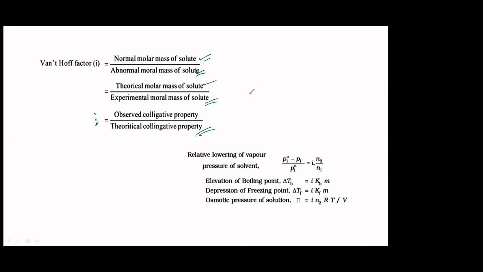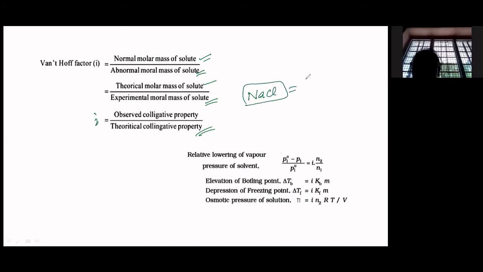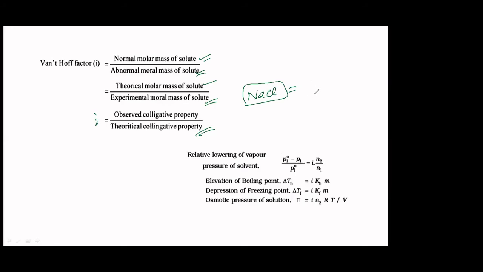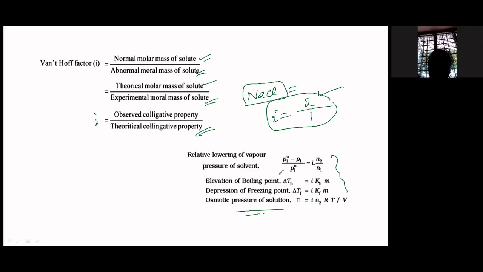Okay? So what is the value of i for NaCl if it is 100% dissociated? 2. In this case, number of moles after dissociation divided by number of moles before dissociation. That is the value of i. 100% dissociation means you will get 2 moles of ions if you have taken 1 mole. So the value of i will be 2. Okay. So if you introduce that factor in all these equations, you will get these equations. You just have to introduce. That's all.